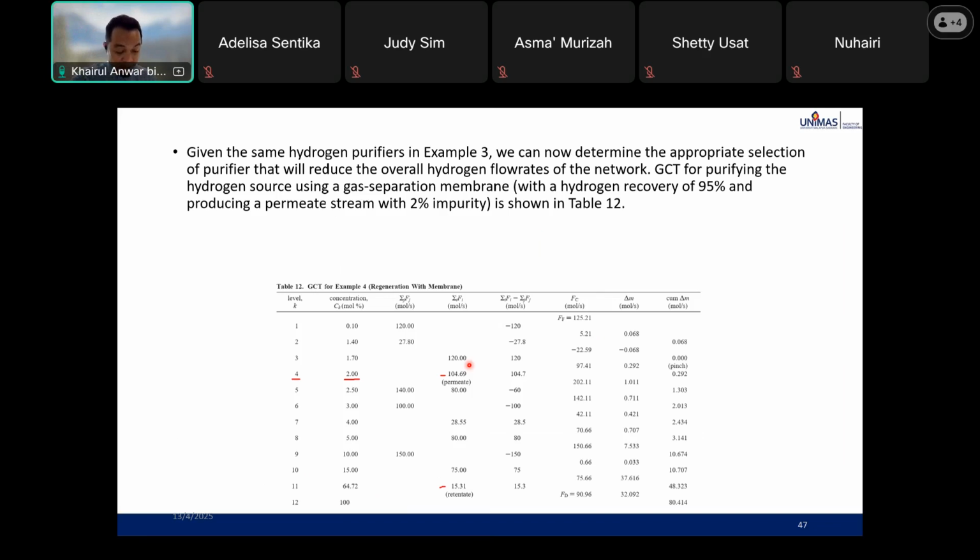But if you use PSA, it can reduce the concentration to 0.1%, which is similar to the concentration of the incoming fresh gas. It actually reduces a lot of fresh gas. It's common sense.